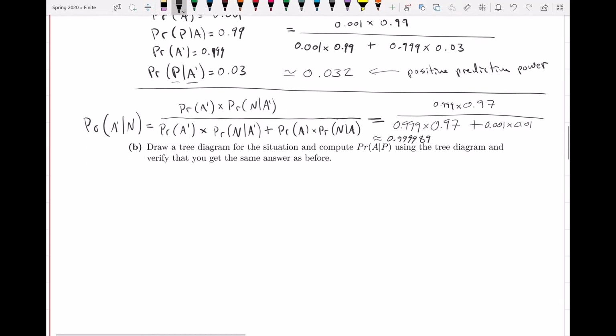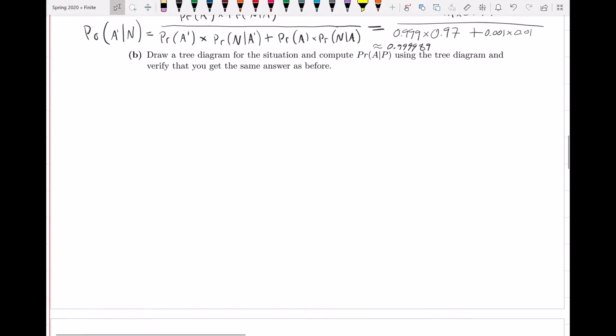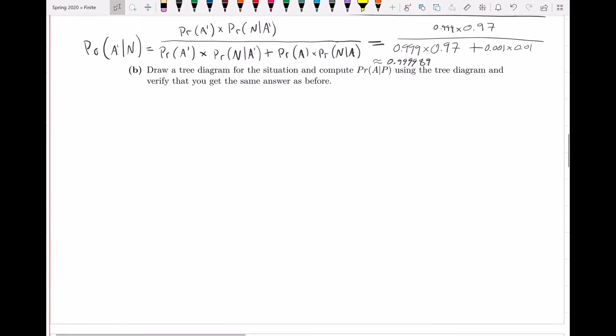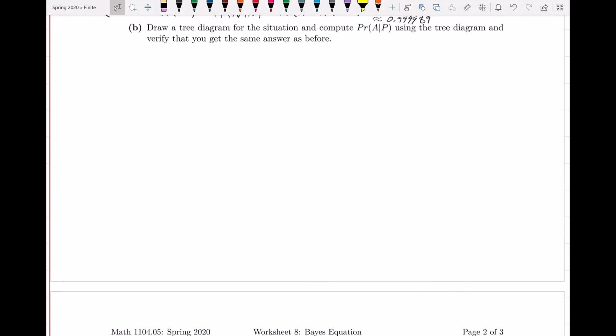All right, and obviously you can do exactly the same thing using a tree diagram. You should get the same answer. So that'll be just good practice for you on your own.